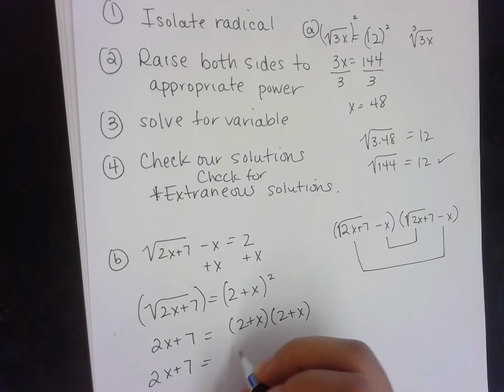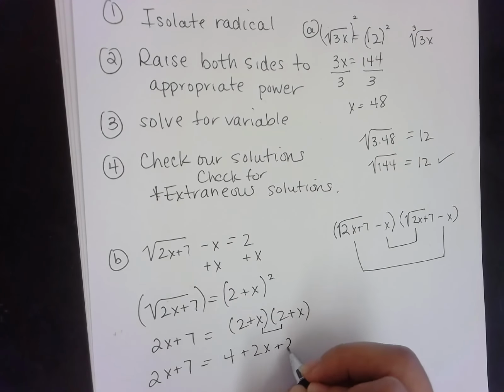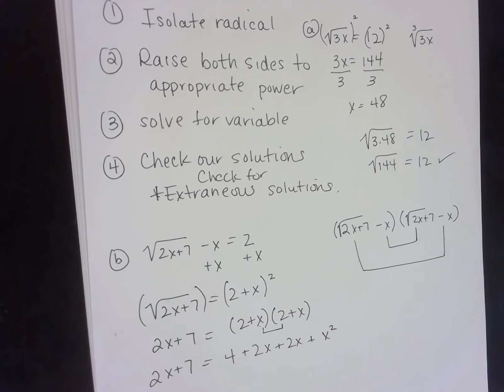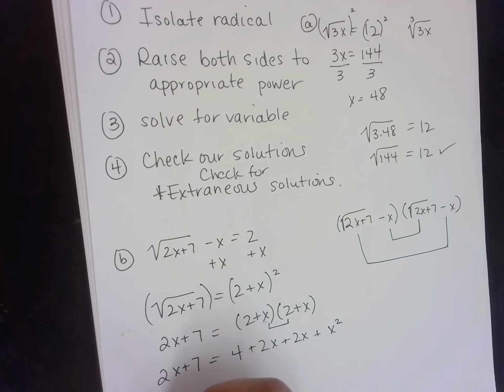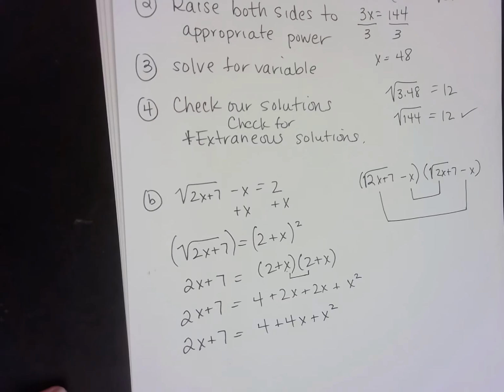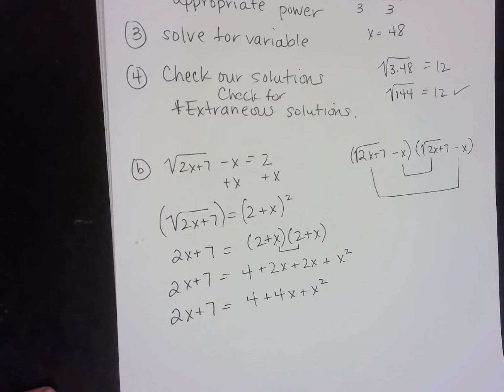I have 2 times 2, which is 4. My outer term is 2x. My inner term here is 2x. And then my last term, x times x, is x squared. All right, so I have a little bit of simplification that I can do here. Rewrite the left-hand side, and then this ends up being 4 plus 4x plus x squared when I add the 2x's together.